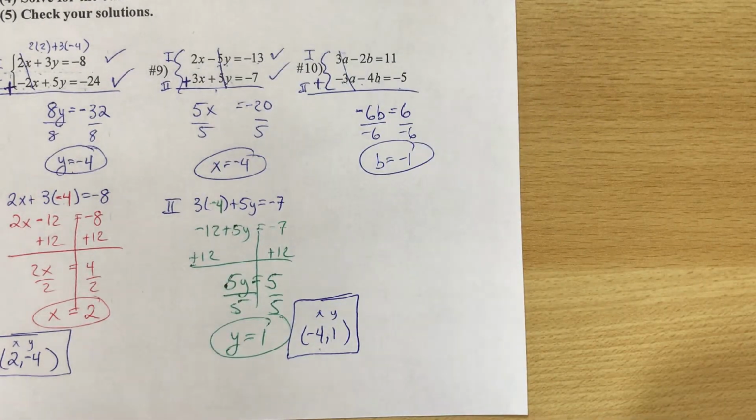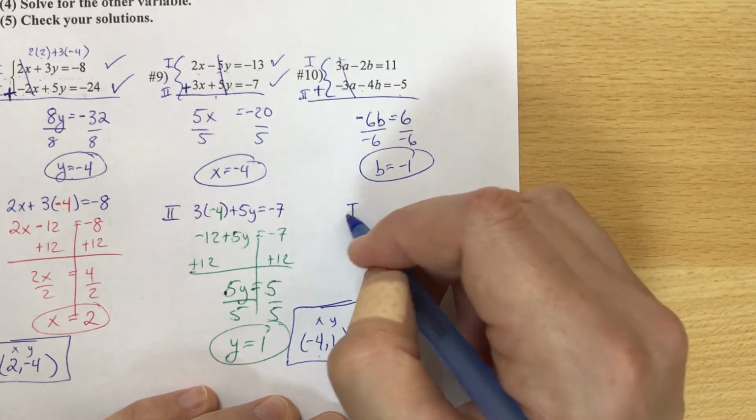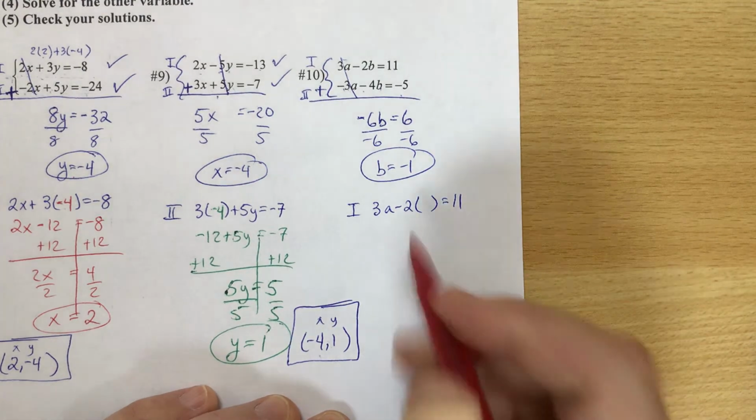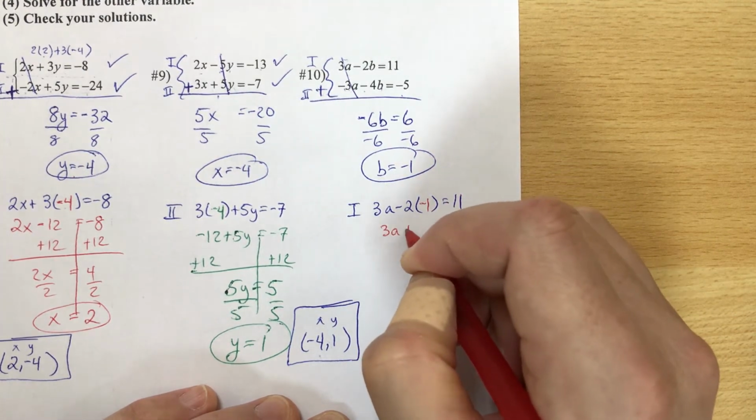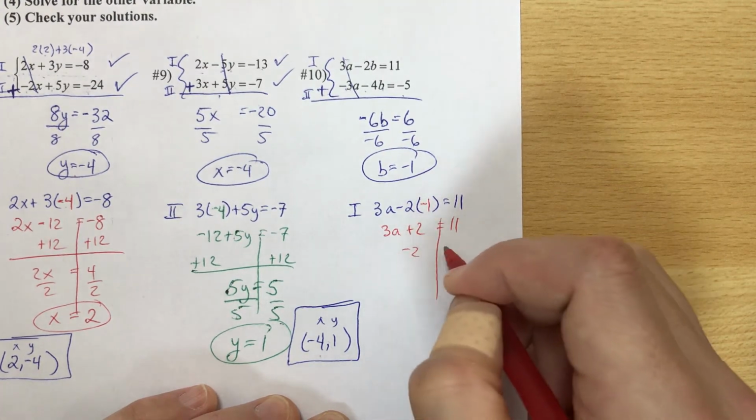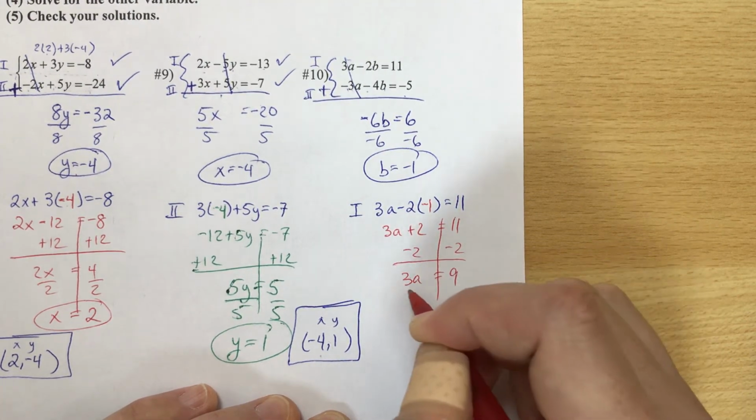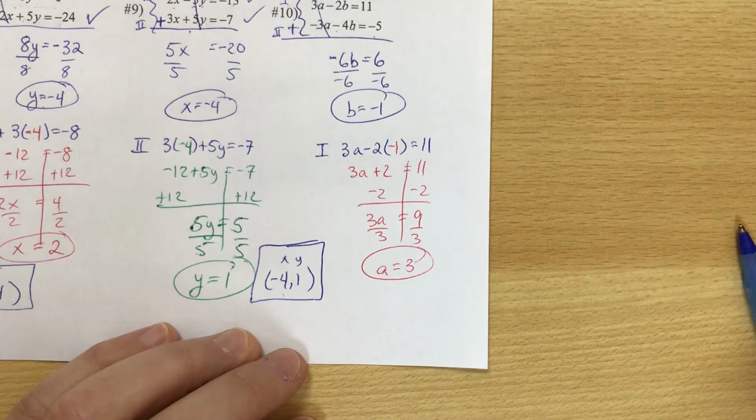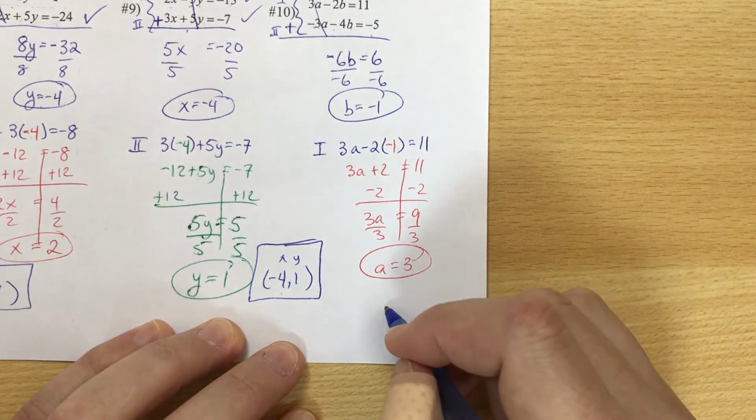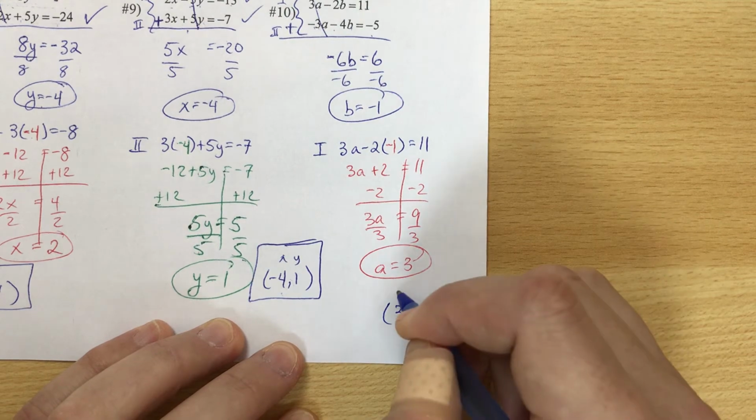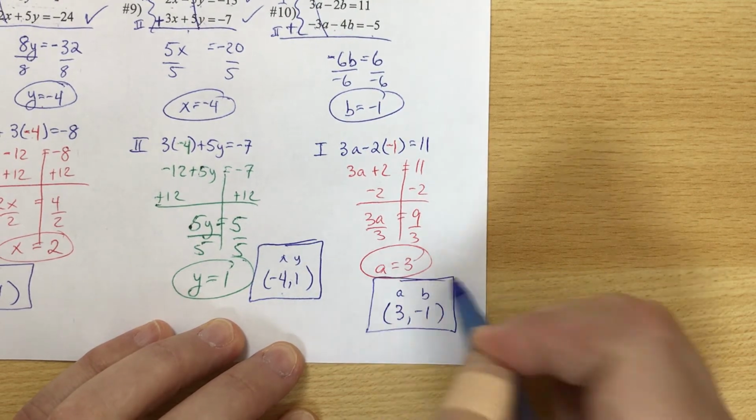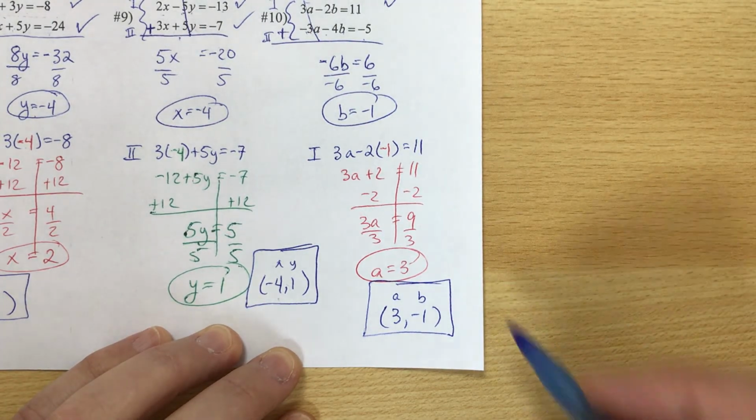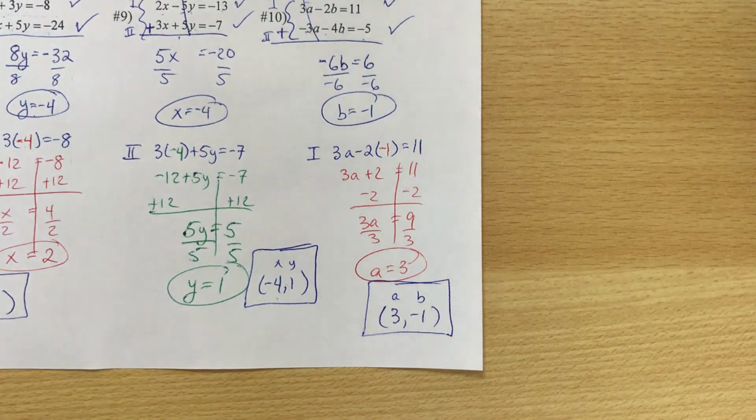Now to find A, I will go back to the first equation, which was 3A minus 2B equals 11. The B value is negative 1. 3A plus 2 is 11. We'll go minus 2, and we'll divide by 3. A is equal to 3. Now, if it's not x and y, you don't have to write it as an ordered pair. I'll write 3 comma negative 1, and I'll just put A, B here, just to be clear. Okay, again, I would want to check the top equation is going to work, and the bottom equation is going to work, and that is the end of part 2.